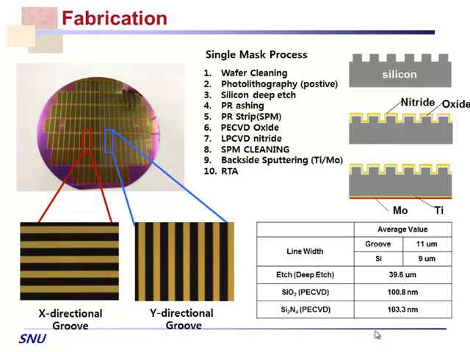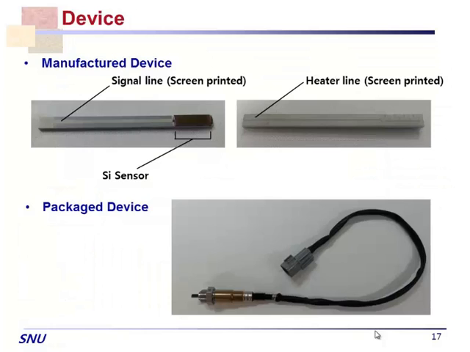The fabrication uses only one single mask, such that we pattern this silicon structure up to about 40 microns, and then put some dielectrics on top of it, and then metal lines at the bottom. So it's only one single mask, a simple process. And this slide shows those lines, the grooves here for the sensor.